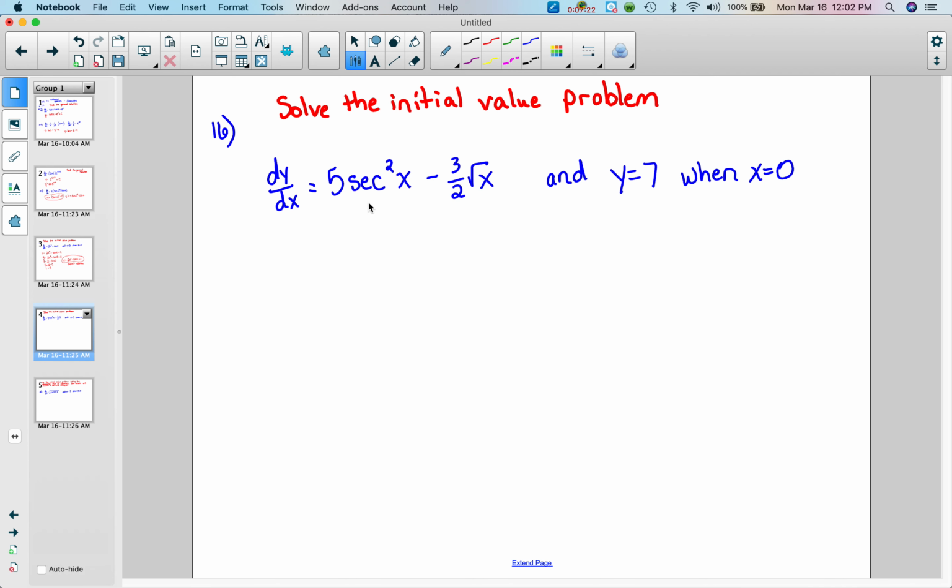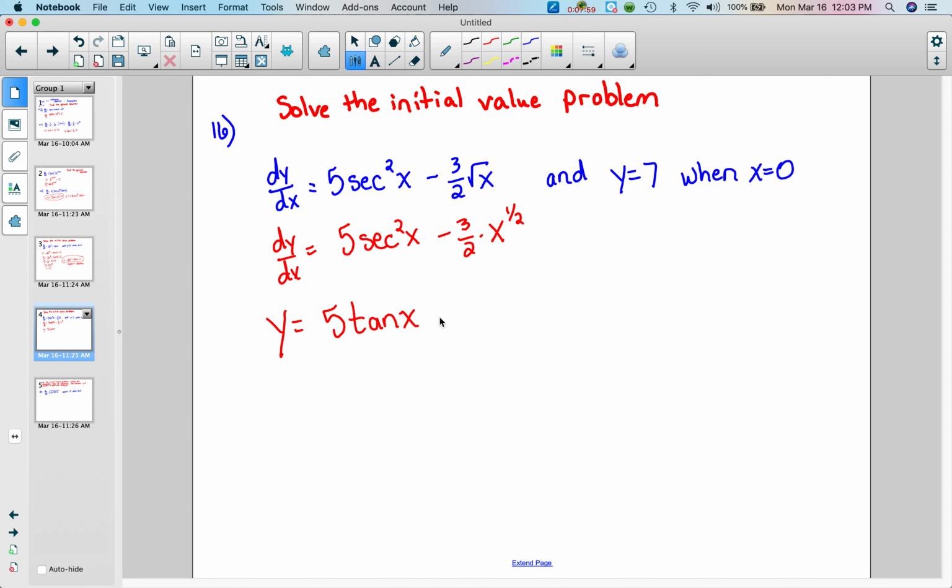Okay, so when we take a look here, I'm going to look first at my differential equation. I know that the derivative of tangent is secant squared, so that tells me something there. And then this, I'm going to probably rethink and write this as x to the 1/2 power. So if I rewrite this as dy dx equals 5 secant squared x minus 3/2 times x to the 1/2 power. So then y equals 5 tangent x, because we said the derivative of tangent is secant squared x.